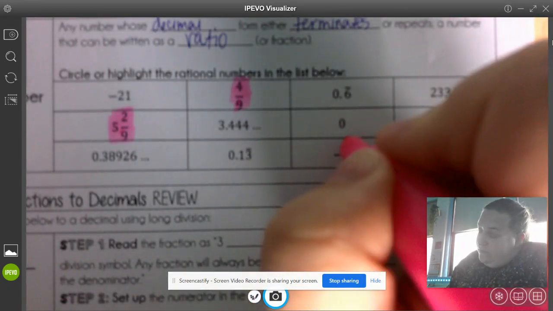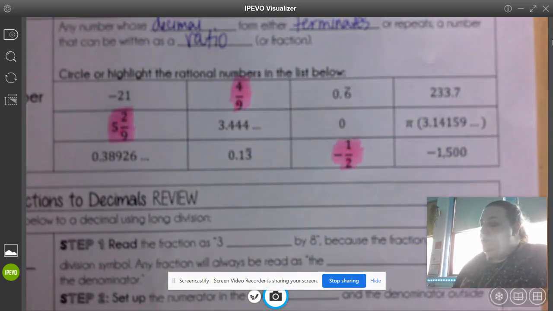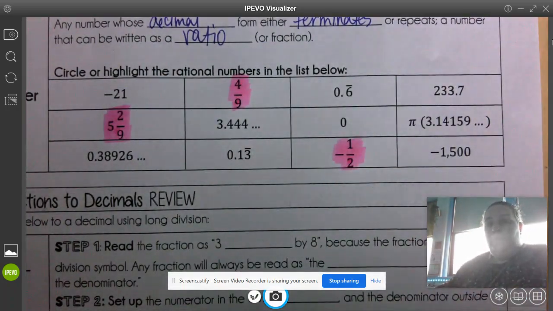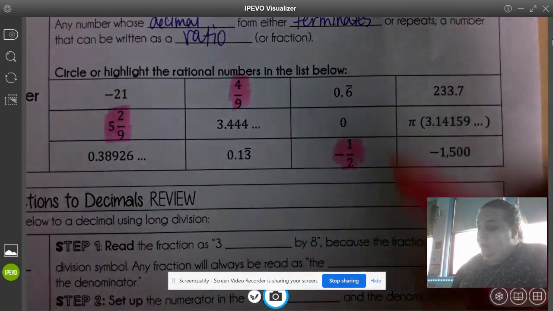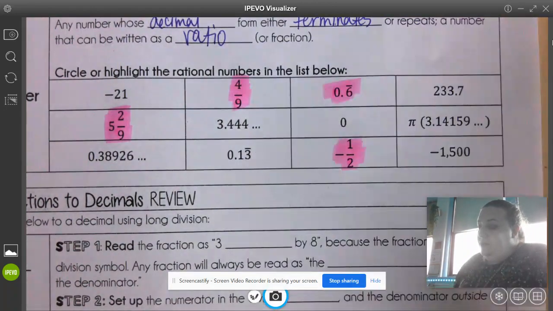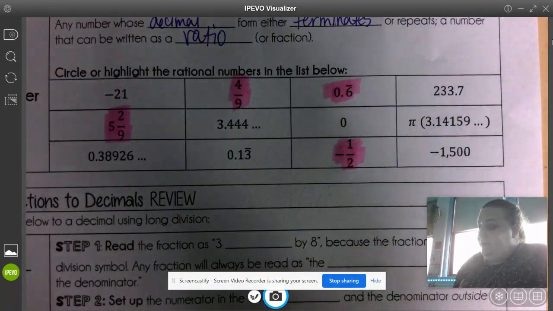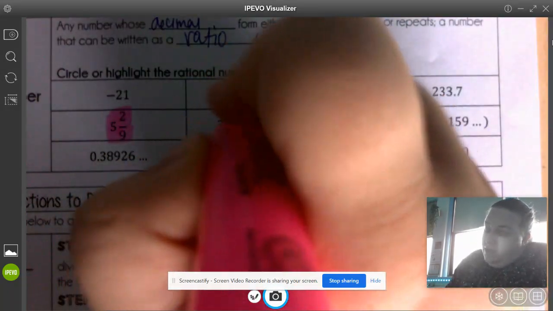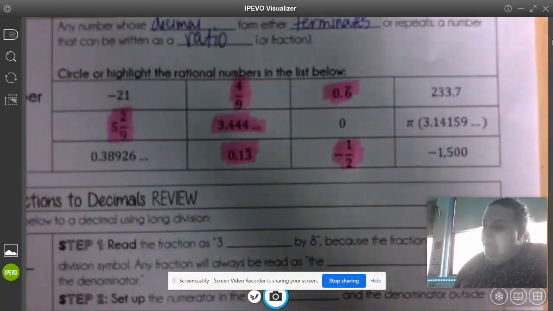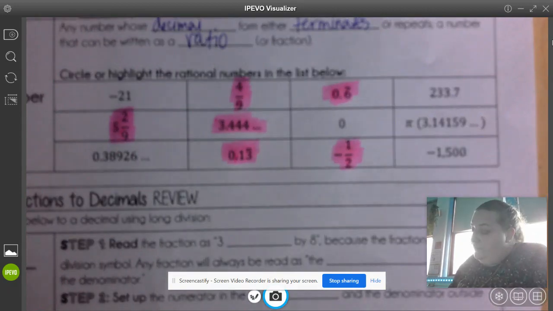As well as negative 1/2. Okay, so those are all examples of fractions or numbers written as ratios, making them rational numbers. From our previous examples talking about decimals, we know they have to terminate or repeat. So right away I see 0.06 with a bar, so that's repeating. Same thing here. Also right above that, 3.444, that has a pattern that's repeating, so that would work.